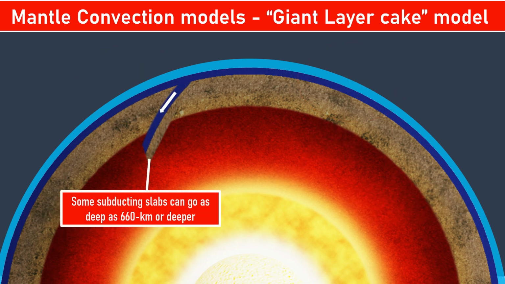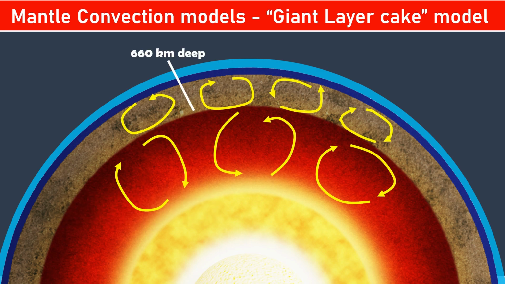But here is a twist: seismic evidence shows that some subducting slabs can actually go as deep as 660 kilometers or deeper as well. If that occurs, the two layers would mix. So, while the giant layer cake model explains the different magma aspect, it is not perfect.